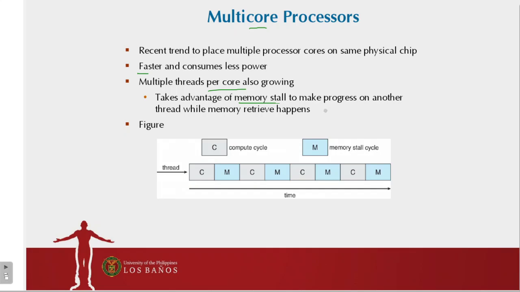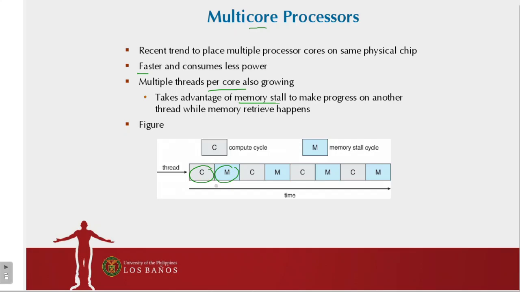So for example, this is the processor or the core. We have a compute cycle and then the memory access cycle.